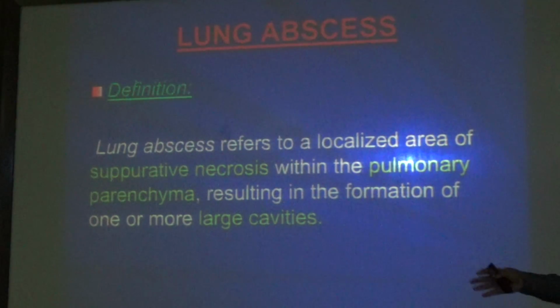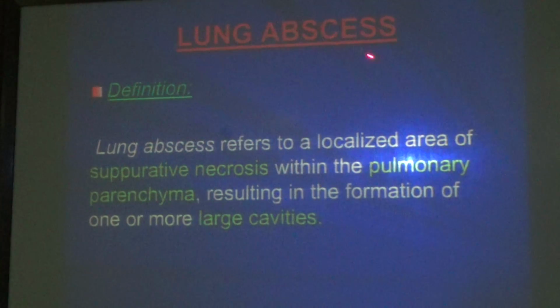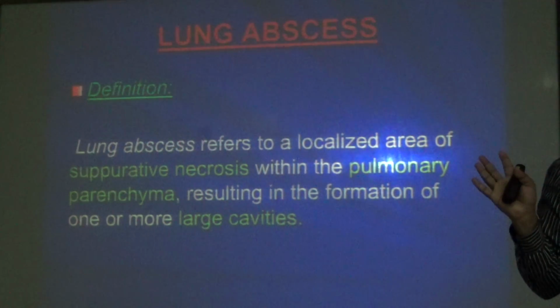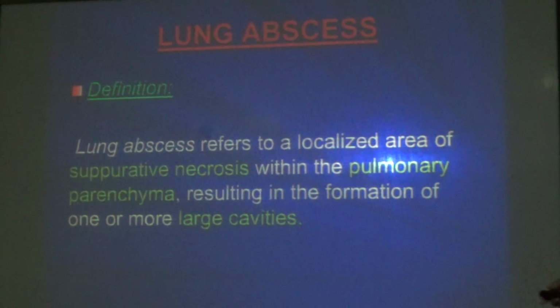Next we will go for the smallest chapter, lung abscess. Lung abscess refers to a localized, very important, localized area of suppurative necrosis within the pulmonary parenchyma, resulting in the formation of one or more large cavities. It's the infection in the lung affecting one lobe or two lobes. It's a localized area undergoing infection, necrosis, forming a cavity. That's all. Cavity formation, destruction of the tissue.